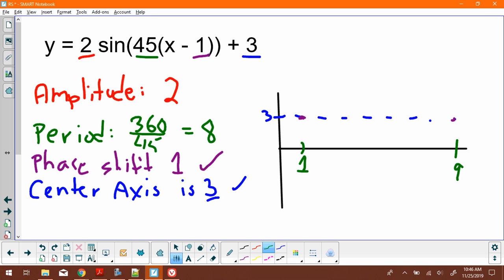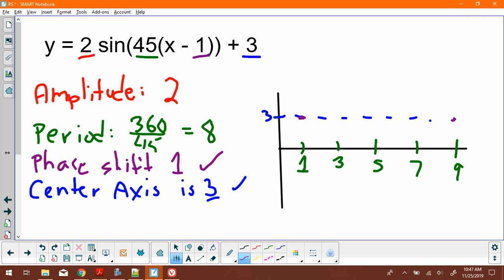So to help with the graph, we're going to break this up into 4 equal sections. So a quarter of the period would be 2. So every 2. If I split that in half, that would be 5. And I split it again, there's 3 and 7. So that means the key points happen at each of those quarter periods of the graph.